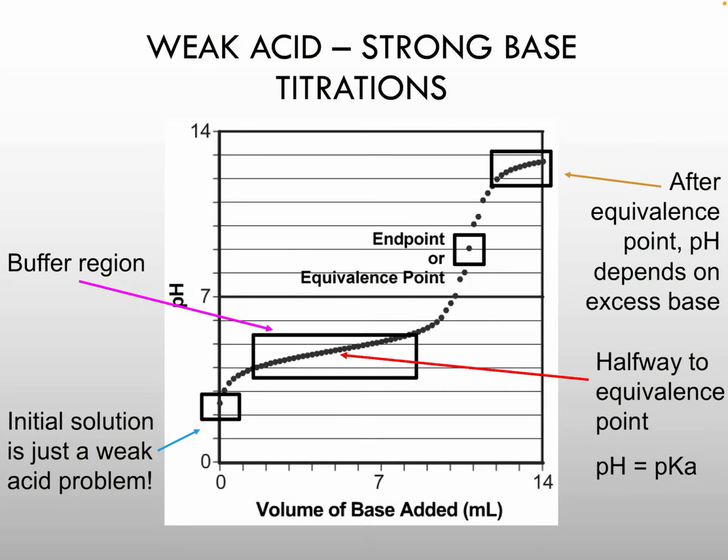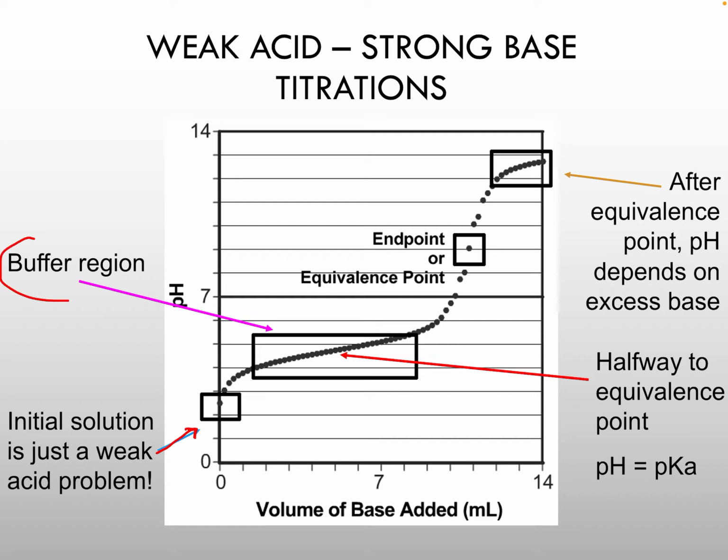All right. So a bunch of different calculations are going to be going on here. At the beginning, in this initial solution, this is just a weak acid problem. You're going to do this just like we would any other weak acid equilibrium. You're going to write the equation for your acid reacting with water to produce hydronium ion and that conjugate base. You'll go through all the Ka calculations, figure out your concentration of hydronium ion, and use that to calculate pH.